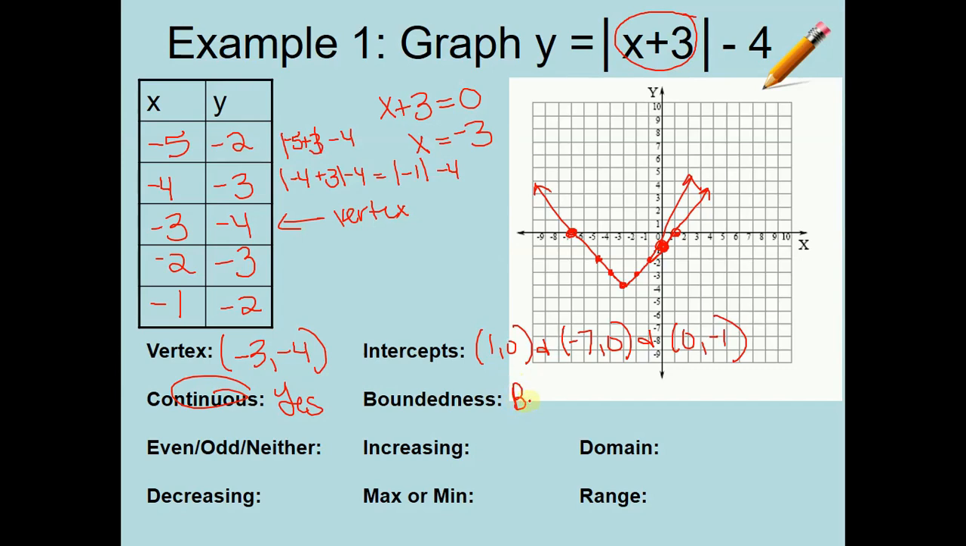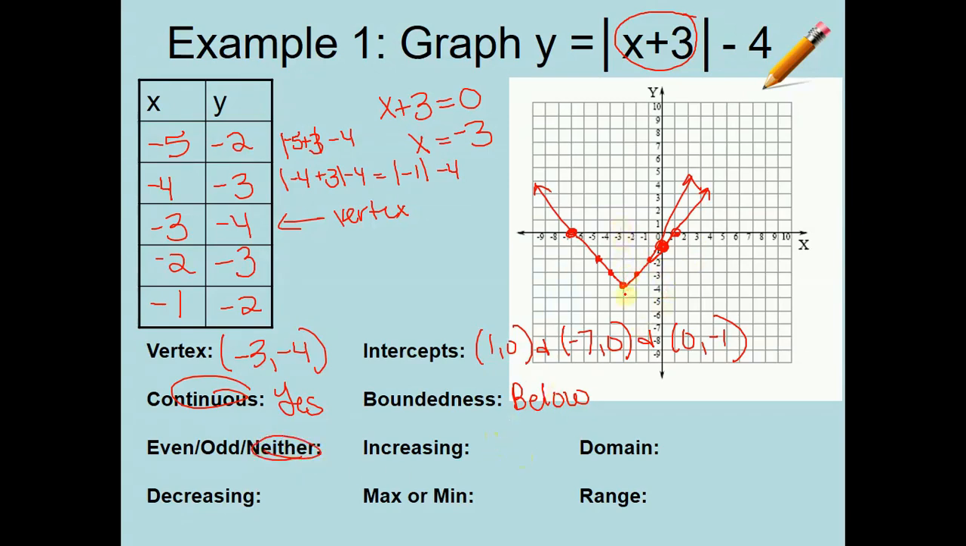Bounded, we are bounded below on this one because it does keep climbing, but it doesn't go any lower. It has an absolute minimum. This guy is not even. Notice it can't fold along the y-axis. He's also not odd, so he is a neither graph.